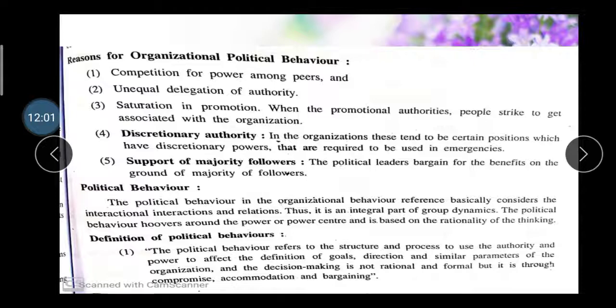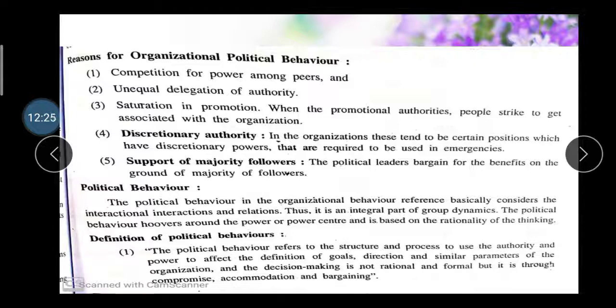Then after, discriminatory authority in the organization. This tends to be a certain position which has discriminatory power that is required for use in an emergency. If we can say, the higher power gets the top authority, and if they find an emergency or contingency situation in the organization, at that time they have to use this type of authority.